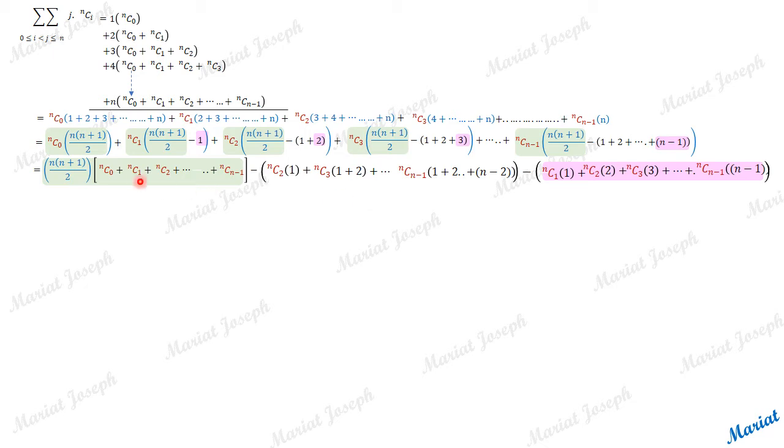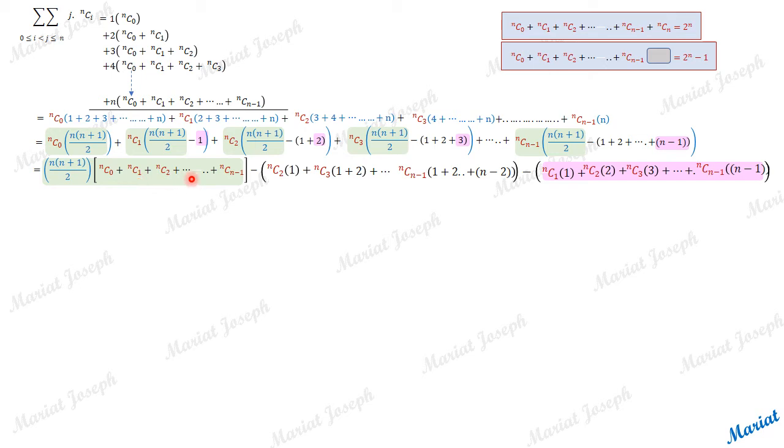Going further, coming to the first term, this bracket. We have a formula. NC0 plus NC1 plus NC2 plus etc. till NCn is equal to 2 raised to the power n. But here in this bracket we notice the last term NCn is missing. NCn value is 1, so you subtract 1 from 2 raised to n, giving 2 raised to n minus 1. Here it is.